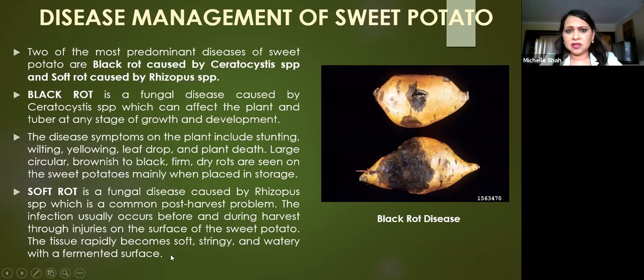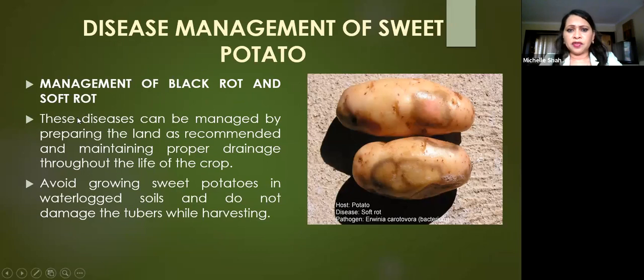Disease management of the black rot and soft rot. These diseases can be managed by preparing the land as recommended and maintaining proper drainage throughout the life of the crop. Avoid growing sweet potatoes in waterlogged soils and do not damage tubers while harvesting. So this is the soft rot seen on the potato, and it's caused by pathogens.